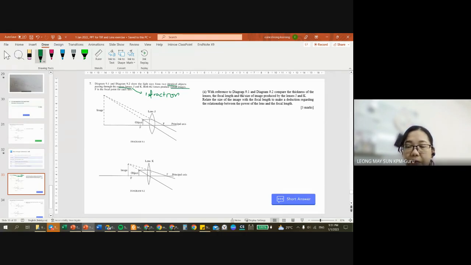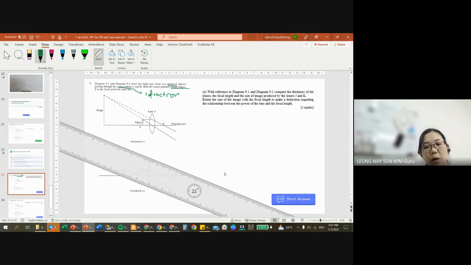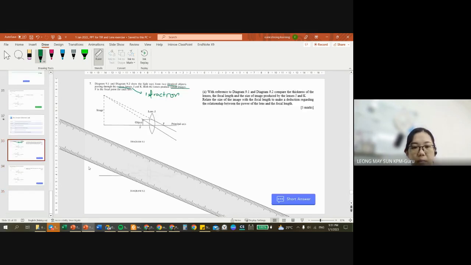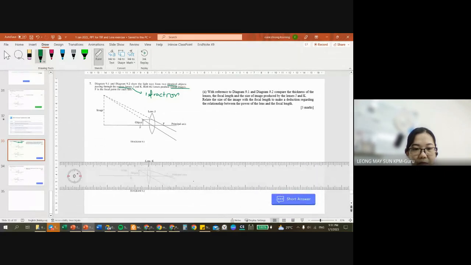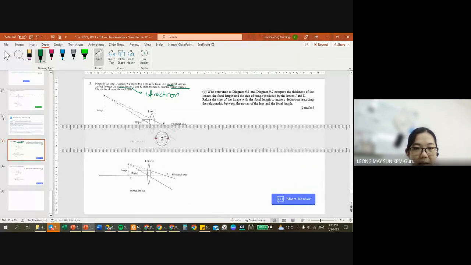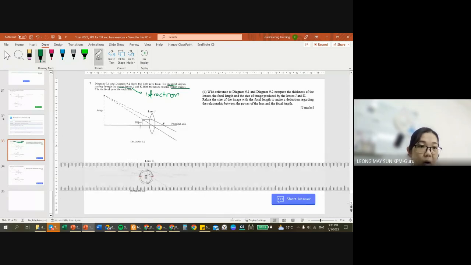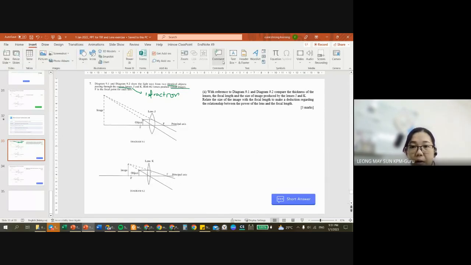With reference to 9.1 and 9.2, compare the thickness of the lens. So if you want to compare the thickness of the lens, what I will normally do is I will definitely go and measure it. Even though you don't exactly need the measurement value, I just want to know roughly which is thicker and which is thinner. That's all. Okay, you don't have to give the value. I repeat, you do not need to give the value.